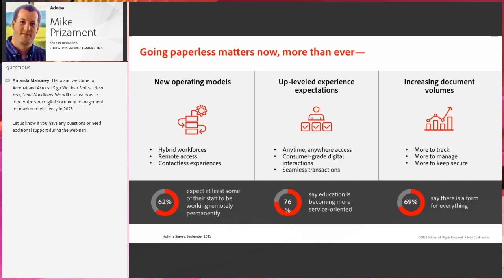And what is the reason for that? So when you're thinking of digital transformation, I'm going to get started with this in terms of digitizing things. It's because there's really three key areas that are really impacting this, and why is going paperless so important. And there's new operating models that you've had to deal with.